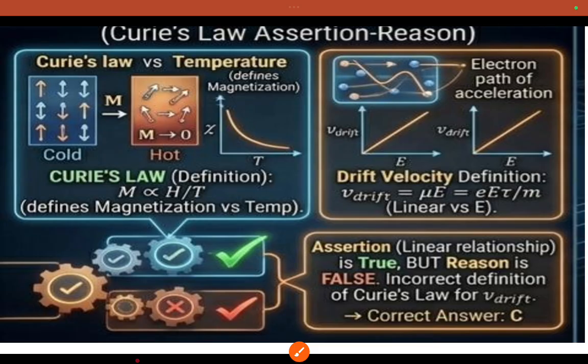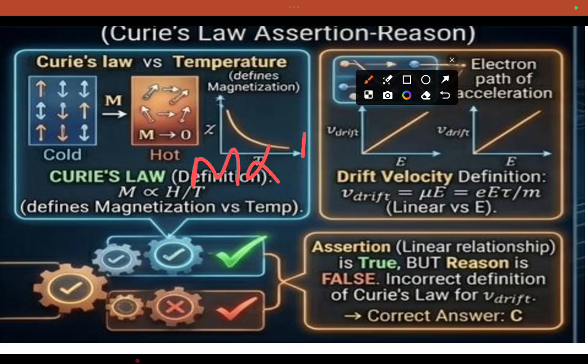Question number 10, representation of Curie law. Curie law is about the magnetization. Magnetization is proportional to H by T. Remove the proportionality, M equals H by T. You will get this one. So here this is about the Curie concept.